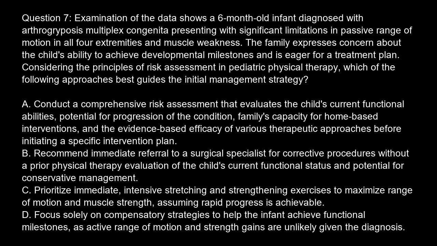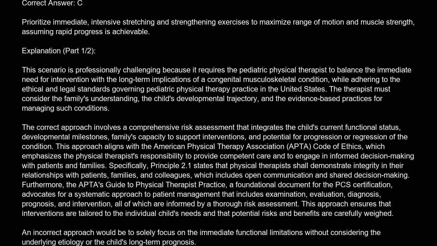Option C. Prioritize immediate, intensive stretching and strengthening exercises to maximize range of motion and muscle strength, assuming rapid progress is achievable. Option D. Focus solely on compensatory strategies to help the infant achieve functional milestones, as active range of motion and strength gains are unlikely given the diagnosis. The correct answer is C. Prioritize immediate, intensive stretching and strengthening exercises to maximize range of motion and muscle strength, assuming rapid progress is achievable.